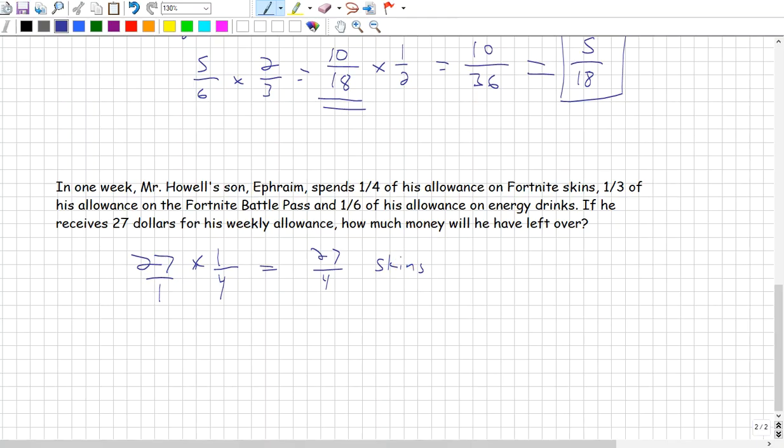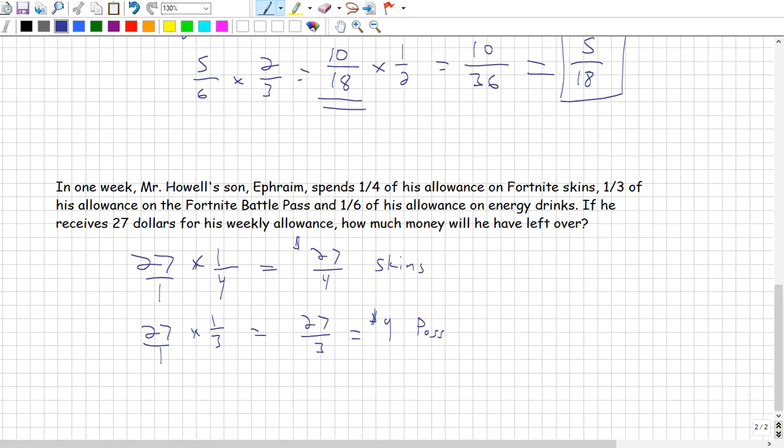Okay, not how much money he has left over, but how much money he has spent so far. A third of his allowance is spent on the Fortnite Battle Pass. So we take 27 again, multiply by 1/3. Again, we can put 27 over 1. So this time we get 27 times 1 is 27. 1 times 3 is 3. This does reduce to 9, and that would be $9. That's how much he spends on the Battle Pass.